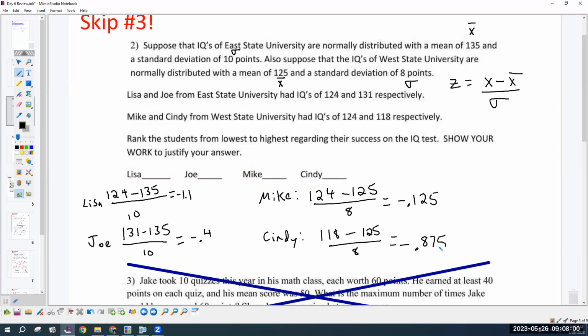Now let's see how we want this to be ranked, lowest to highest in terms of success. I'm going to make this 4th place and this 1st place, the highest. So the lowest ranking is going to be Lisa, and then Cindy, and then Joe, and then Mike.